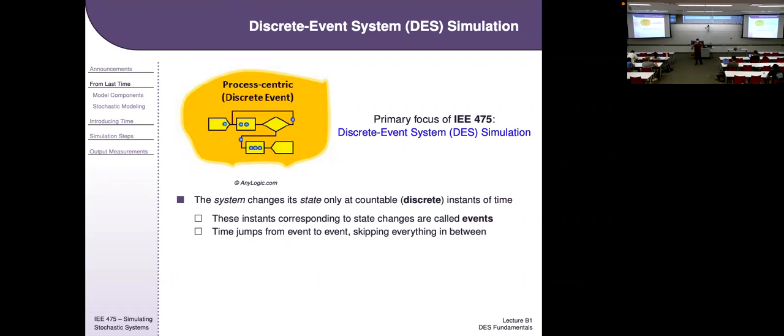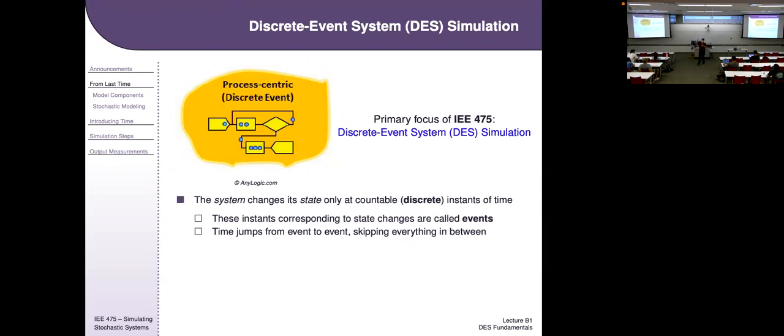If you were talking about a classroom like this, then someone entering the classroom changes the state of the classroom because the classroom had X many people in it, now it has X plus 1. So it's those discrete instants of time that make these discrete event system simulations. Since the state changes, we call those events. And as we'll see today, time jumps from event to event, skipping everything in between.